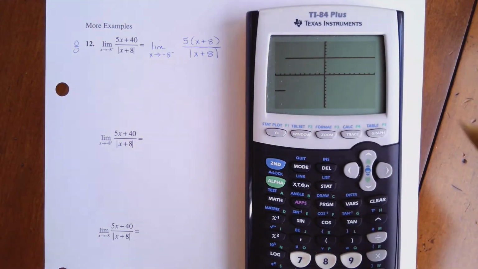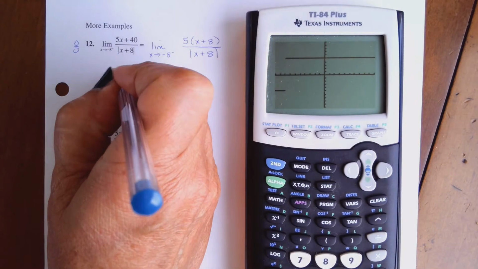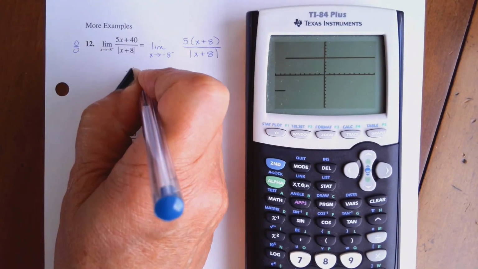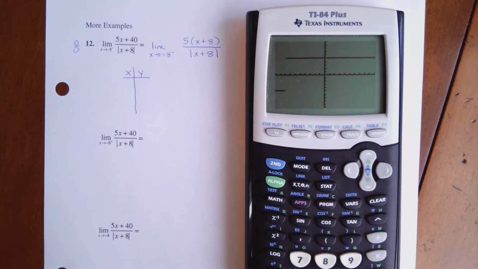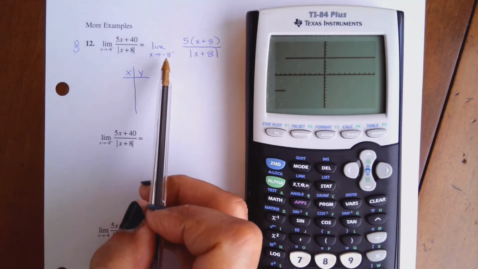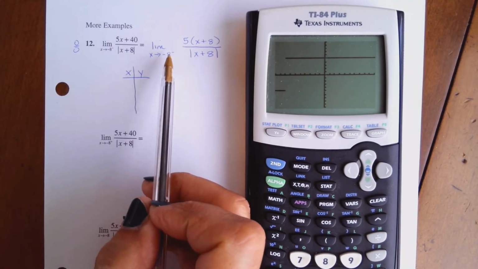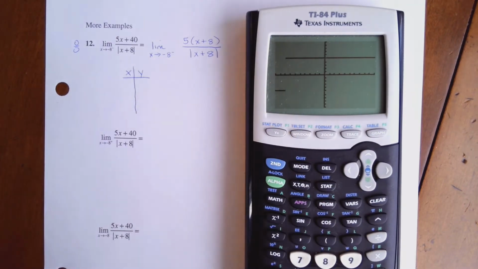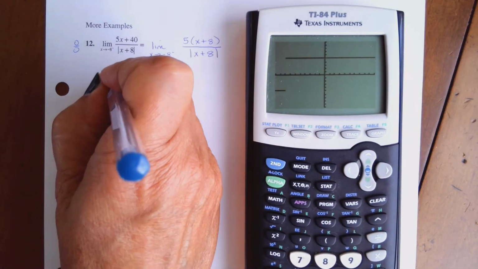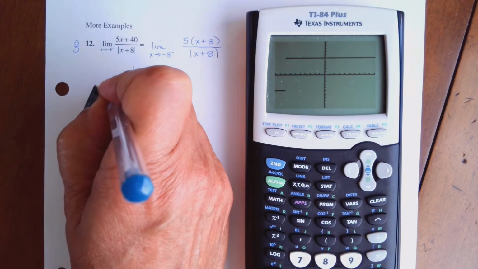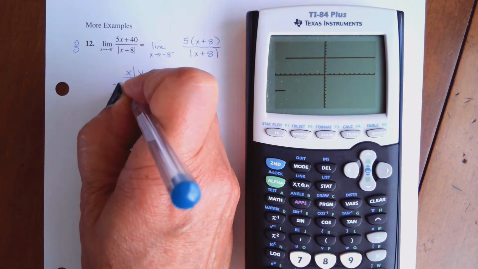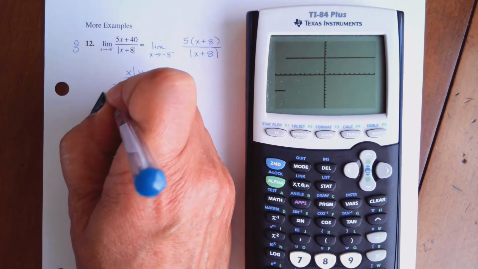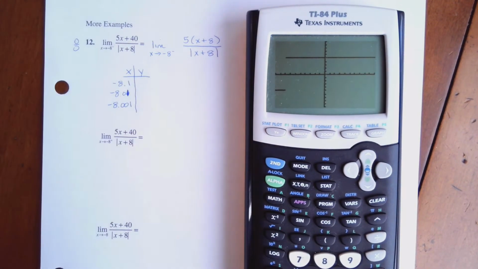All right, if we go to the table, the other way we talked about doing this is making a table, and let's pick numbers that are getting close to -8 from the left. So that would be -10, -9, -8.5, but we want to get as close as we can. So -8.1, -8.01, -8.001, right? Getting closer and closer to -8 from the left.